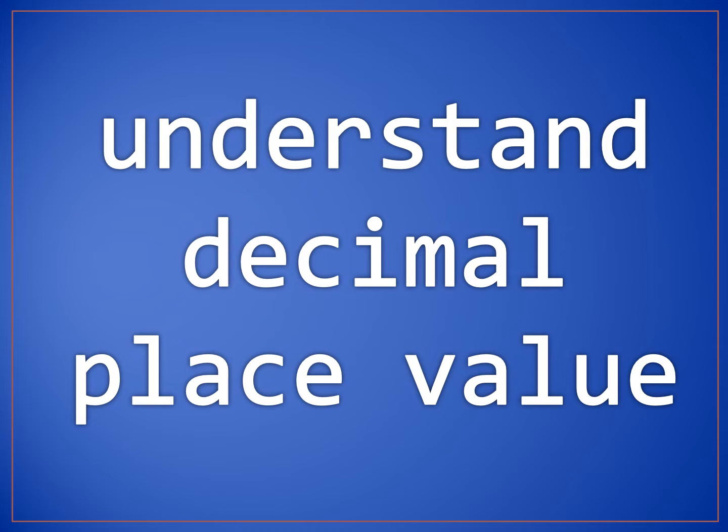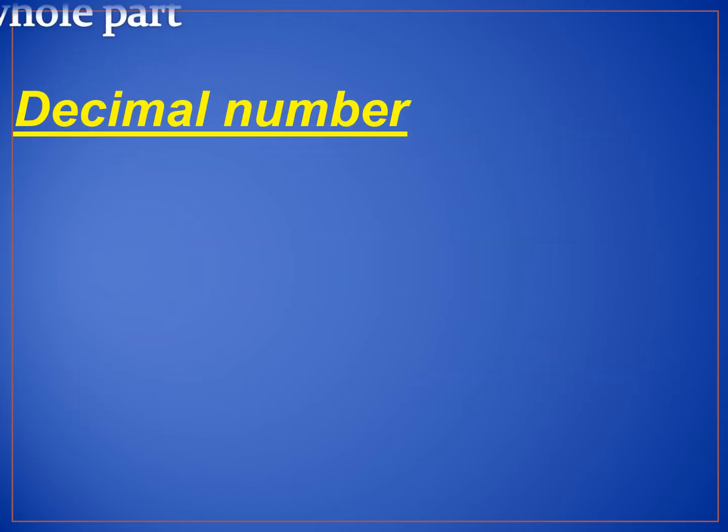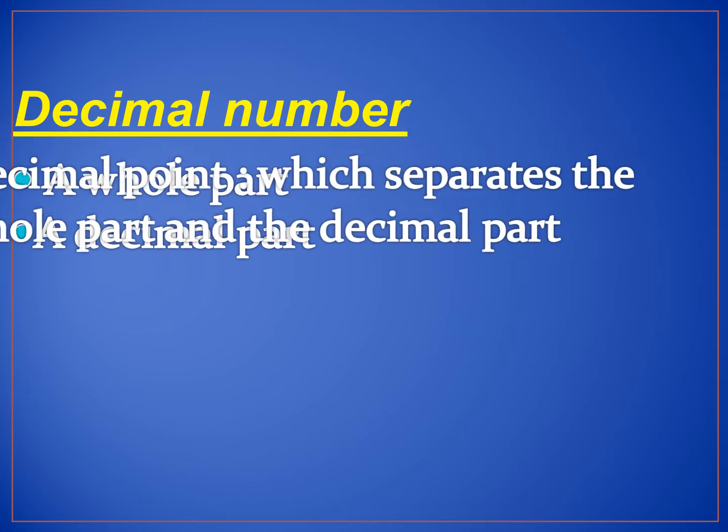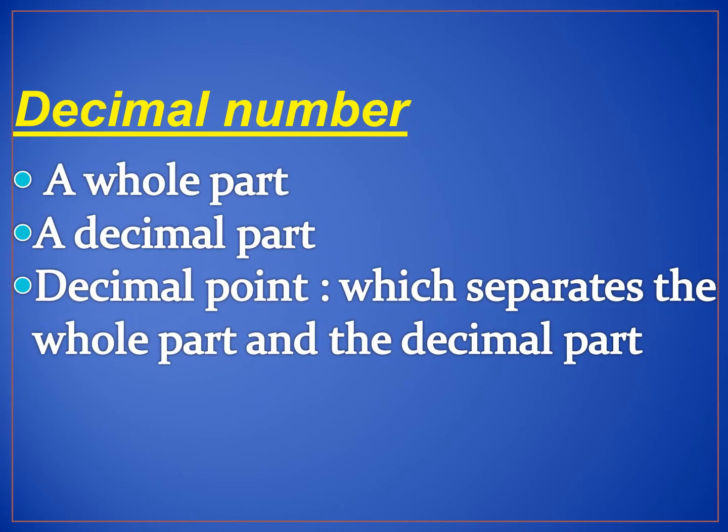Firstly guys, let's know what is the decimal number. As I said to you before, the decimal number has three parts. The first part, of course, is the whole part, and the second part is the decimal part, and what separates the whole part and decimal part is called the decimal point. So the decimal point here separates the whole part and the decimal part.